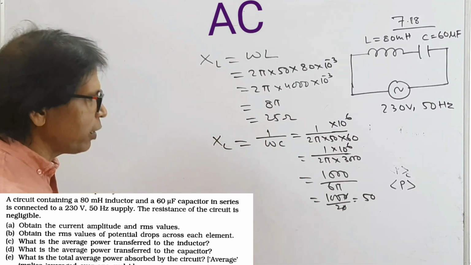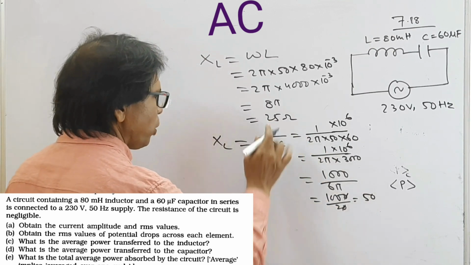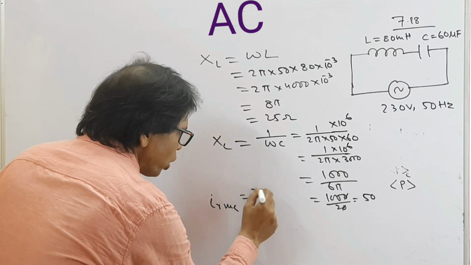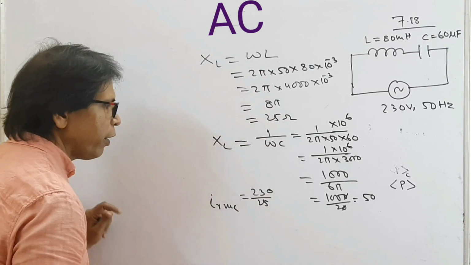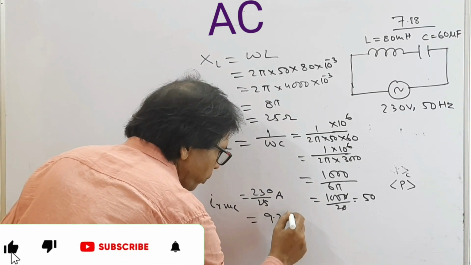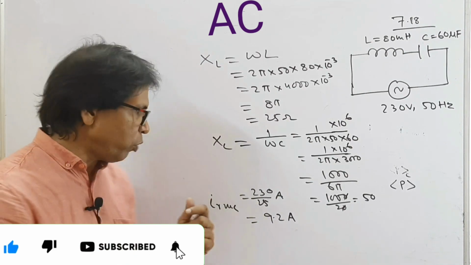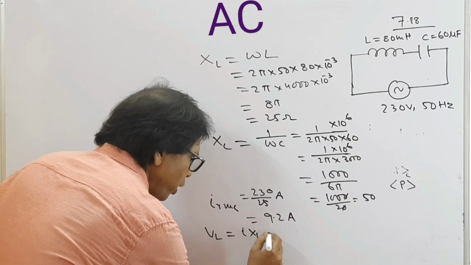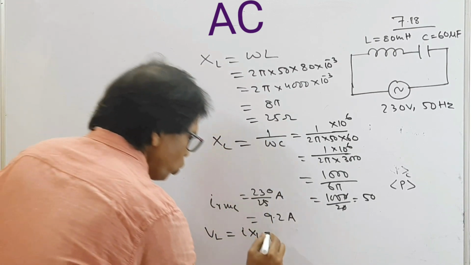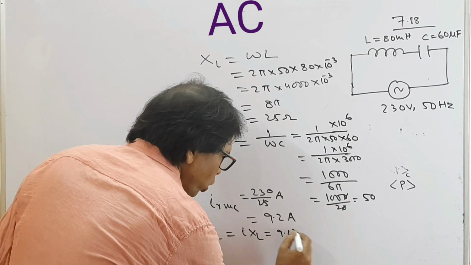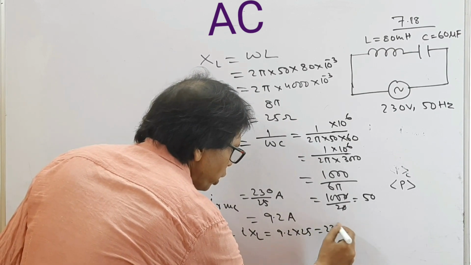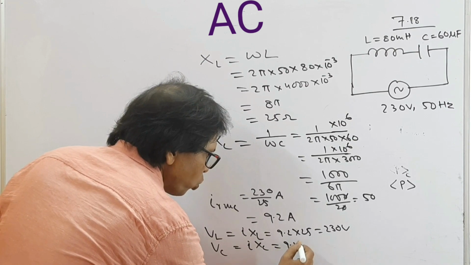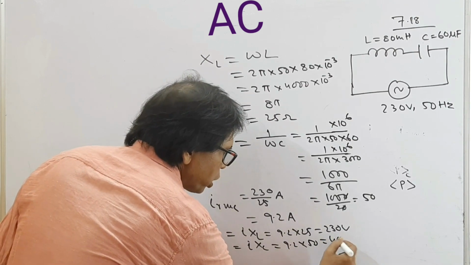So net impedance is equal to 50 minus 25, so 25. So look at this, IRMS is equal to 230 divided by 25 amperes. This is 9.2 ampere. Okay. Now we have to calculate VL. VL equals I into XL. Now this is 25. So this is 9.2 into 25. So this is 230 volt. Now what is VC? VC equals I into XC. So 9.2 into 50. So this is 460 volt.